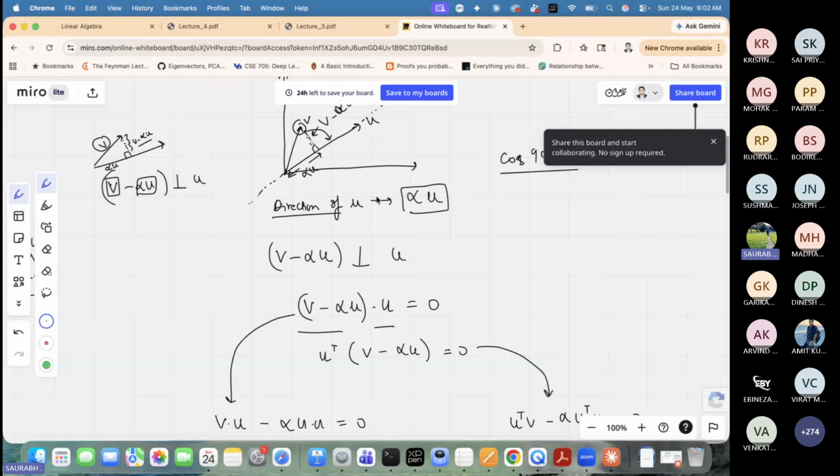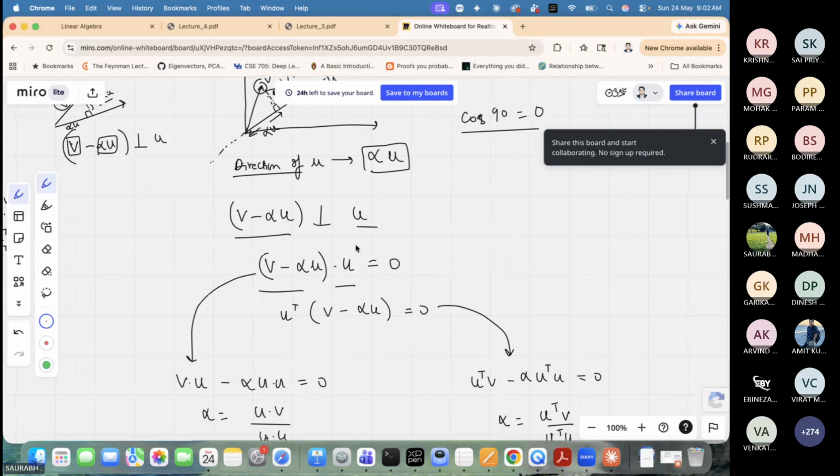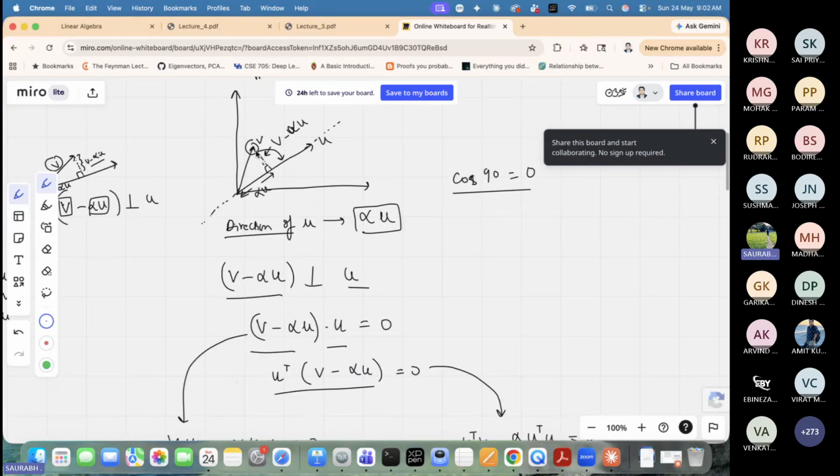Okay. The projection formula is this. This is how we got to the projection formula, right? We basically want a vector v in the direction of u. If that vector has to be in the direction of u, it has to be a scaled version of u. This is what you're seeing, the scaled version of u, right?